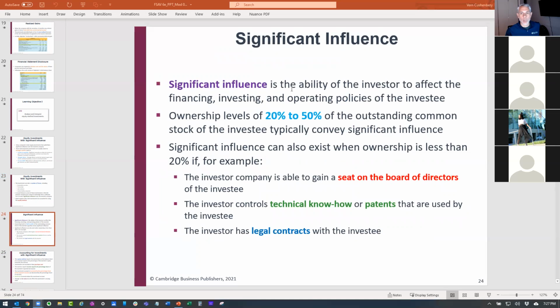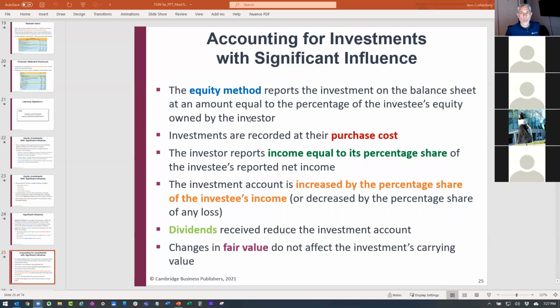Now, when we have 20 to 50, we are going to firstly record the purchase at the purchase cost. That's the easiest number to identify typically. We know what we paid for something. We always know what we initially pay. How the fair value fluctuates after that, how we account for dividends, how we account for other expenses, how we account for other revenues. That's where it starts to get a little tricky.